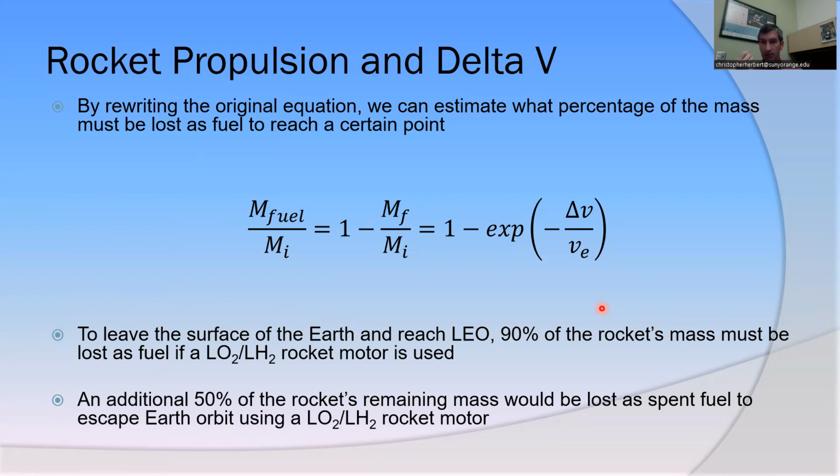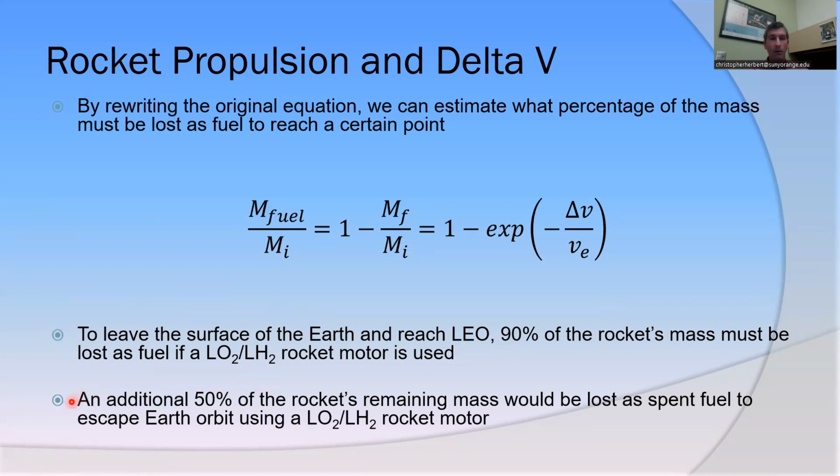If it's a single stage rocket, 90% of the rocket's mass has to be fuel. Okay, and to achieve low Earth orbit, we would have used up 90% of the rocket's mass. Obviously, about 10% is going to be your payload, and the rest of the rocket itself, including rocket motors. And you can clearly see that a single stage rocket is a really bad way to get to orbit.